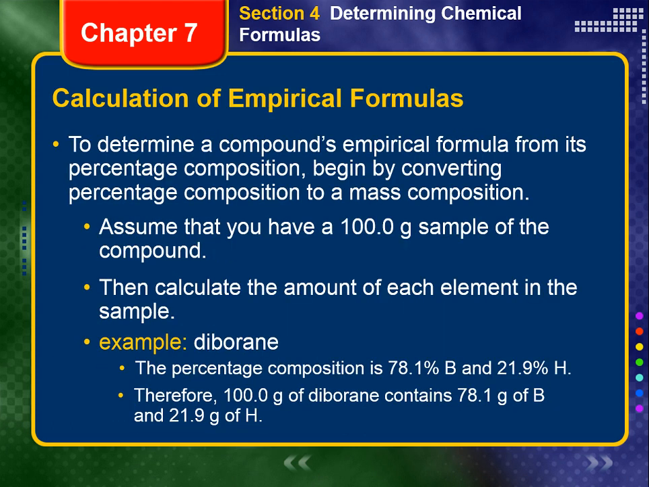Calculation of empirical formulas. To determine a compound's empirical formula from its percentage composition, begin by converting percentage composition to a mass composition. Assume that you have a 100-gram sample of the compound. Then calculate the amount of each element in the sample. For example, the percentage composition of diborane is 78.1% boron and 21.9% hydrogen. Therefore, 100 grams of diborane contains 78.1 grams of boron and 21.9 grams of hydrogen.